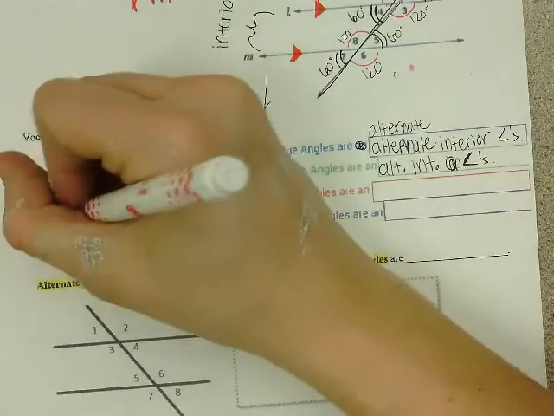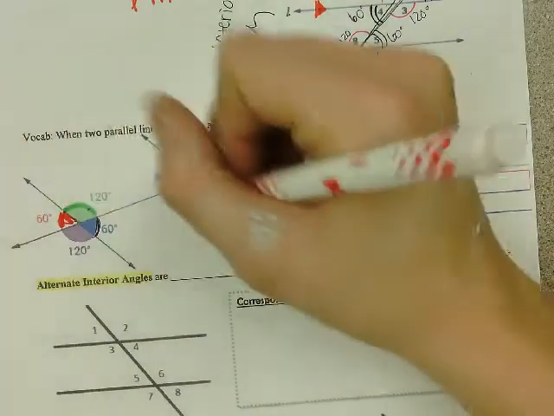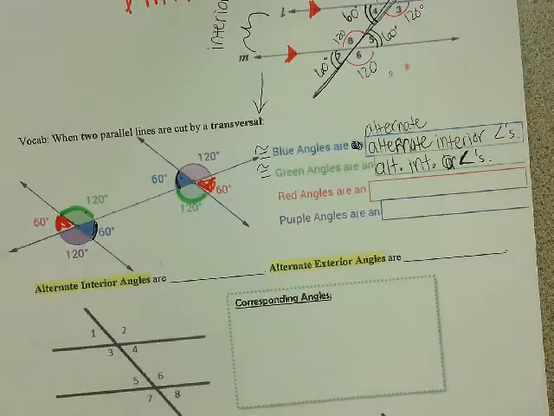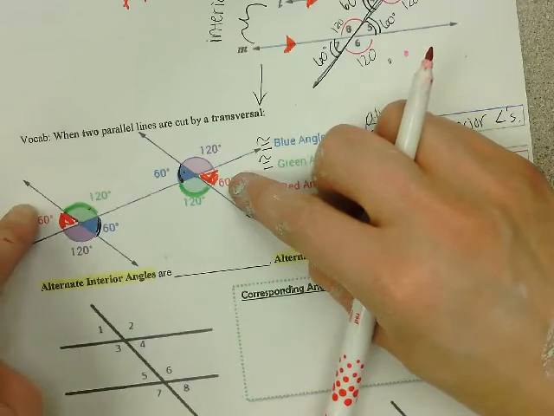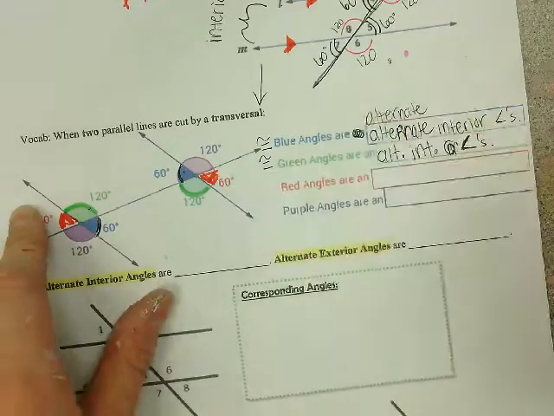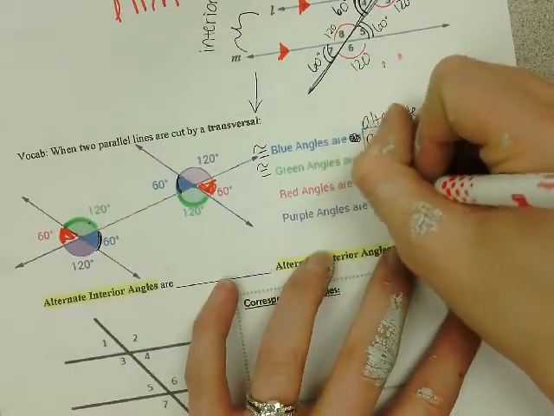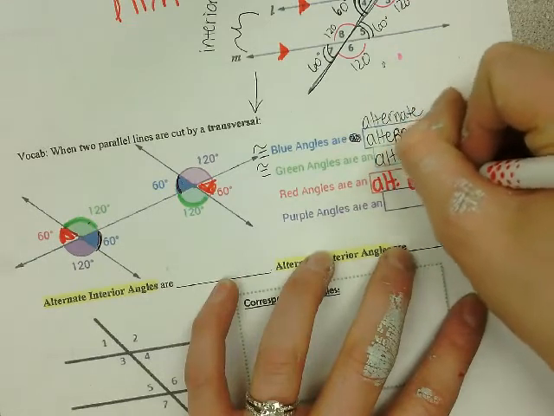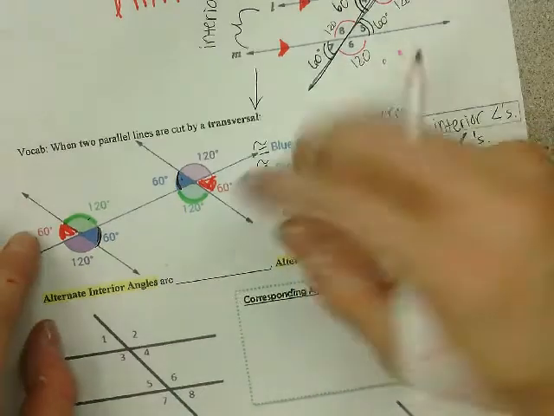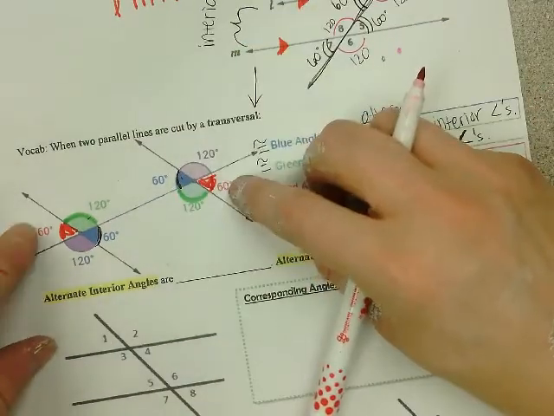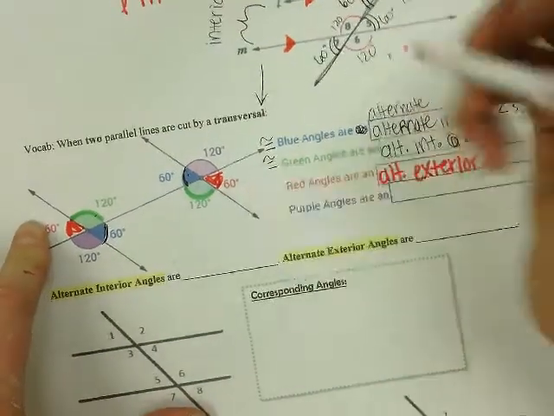All right, let's look at the red angles. So let's look at these red angles here. Are they on the inside or outside of our parallel lines? Outside, so exterior, right? Are they on the same side or alternating sides of my transversal? They're alternating. So they are alternate exterior angles. All right? And if we look at those, 60 and 60, those are congruent.